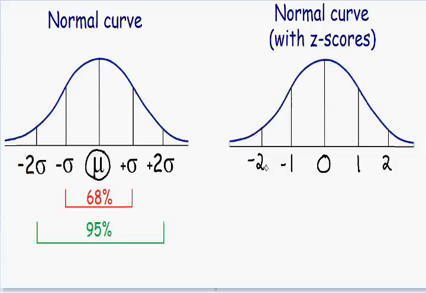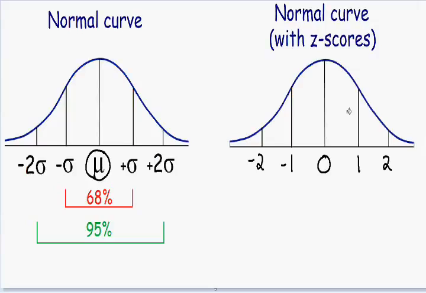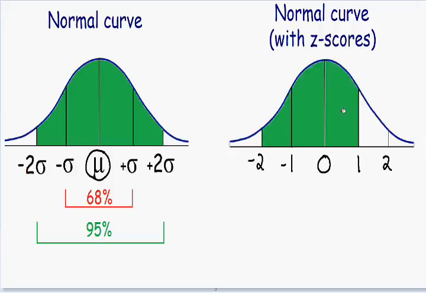And if you remember from my previous video, we know from the empirical rule that 68% of the data lies within 1 standard deviation. And the same concept applies for z-scores. We know that 68% of the data, or 68% of the area under the curve, is in between the z-scores -1 and +1. The empirical rule also tells us that 95% of the area under the curve is in between 2 standard deviations. And once again, the same thing applies for z-scores. 95% of the data, or the area under the curve, is in between the z-scores -2 and +2.